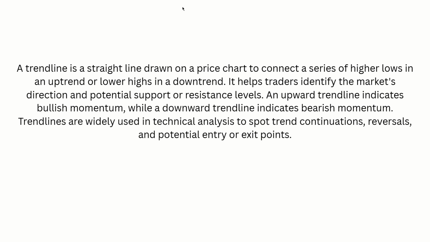A trend line is a straight line drawn on a price chart to connect a series of higher lows in an uptrend or lower highs in a downtrend. It helps a trader identify the market's direction and potential support or resistance levels. So whenever you are drawing a trend line, it basically shows where the trend is actually going, and it will help you to understand the market structure also. Okay, so a trend line can also work as a support zone or resistance zone.